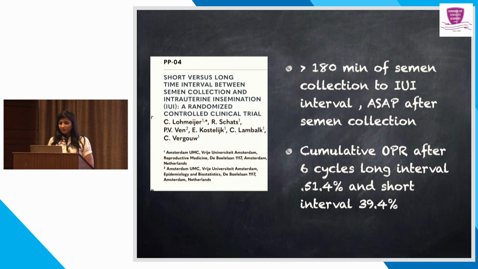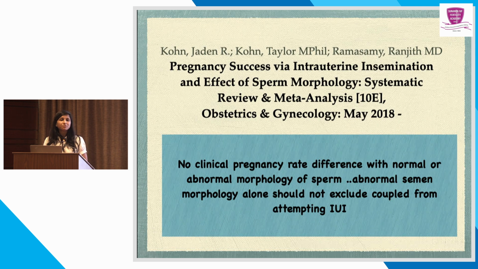Short versus long interval, we just now said that this is not from the abstinence point of view. This is when your semen sample is ready, and then how much time you can wait, and whether that will have an effect in terms of clinical pregnancy rate. So, short versus long time interval between semen collection and intrauterine insemination: more than 180 minutes of semen collection to IUI interval, or as soon as possible after semen collection. The clinical cumulative pregnancy rate after 6 cycles, with long interval was 51.4% and short interval was 39.4%. So it doesn't make much difference.